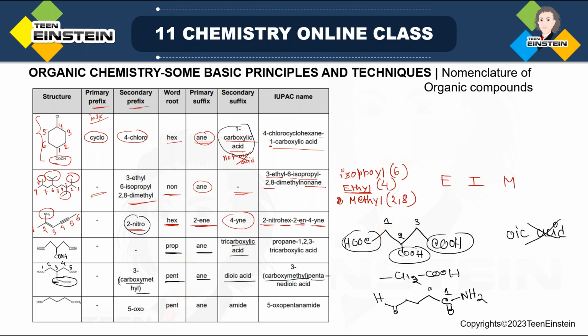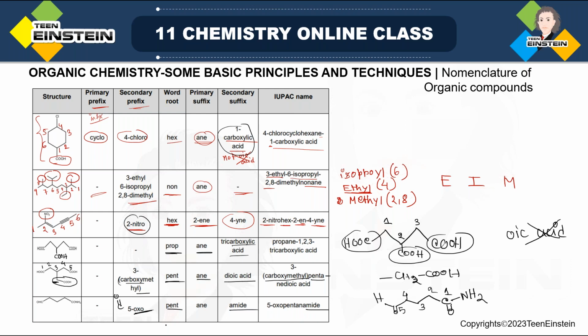Numbering will start from here. So in the longest chain there is a total of 5 carbon, and at 5 position there is an oxo group. Oxo means simply C double bond O. Fine. And CONH2 we are giving priority, so that is why it will end with amide. Amide is the main functional group.